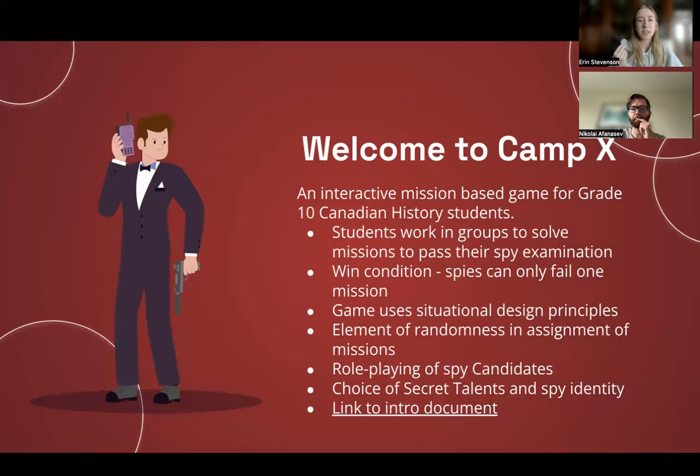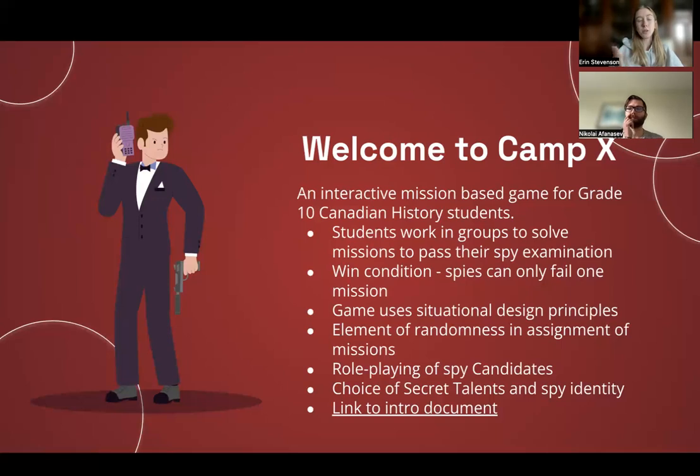Students are capable spies, able to solve these missions, and this incorporates the principles that we learned about in terms of both intrinsic motivation and extrinsic motivation in self-determination theory, because they are given a lot of choices in terms of what type of spy they want to be. This is something that they are deciding in their groups, as well as deciding on a single secret talent.